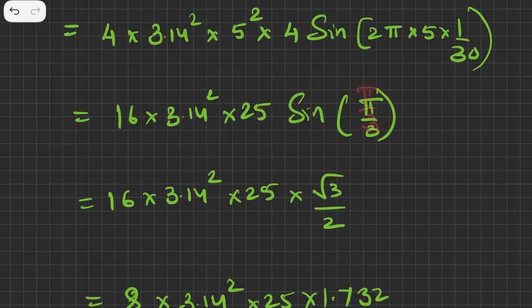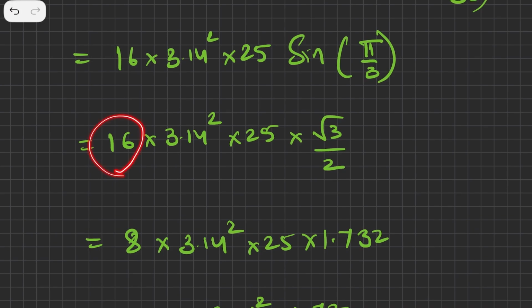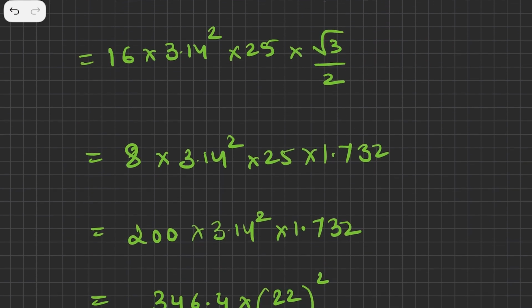So I get pi by 3 radians. Then 16 as it is, 3.14 square as it is, 25 as it is. Now pi by 3 is basically equal to 60 degrees. This many radians is equal to 60 degrees. And sine 60 is root 3 by 2. So I have replaced that by root 3 by 2.